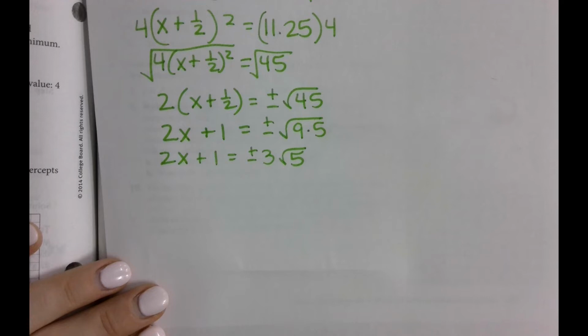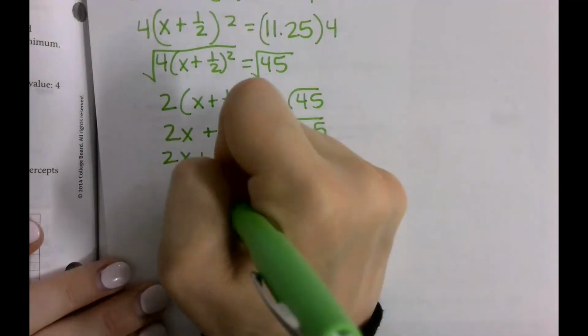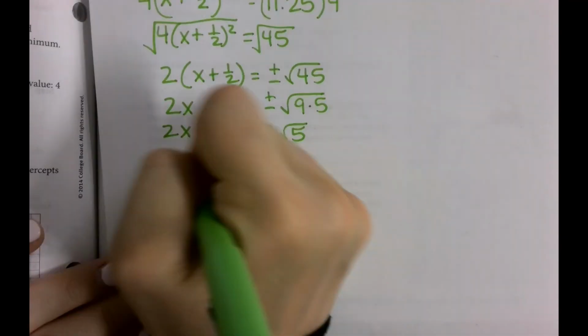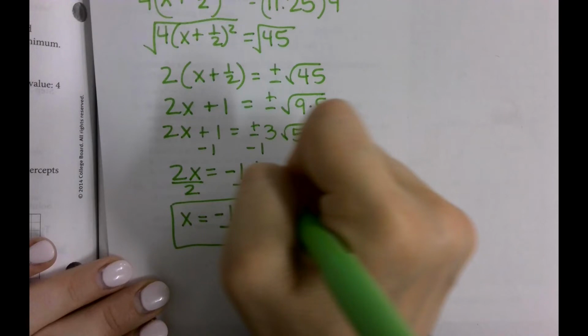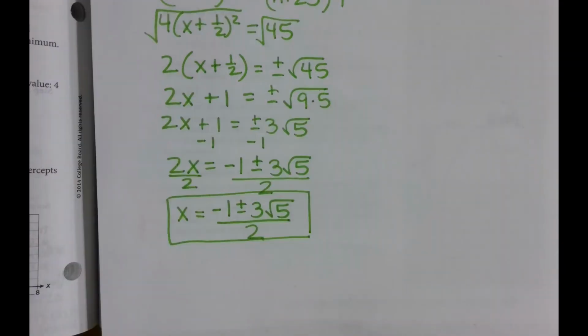Now I have to isolate x. If it's plus 1, I do the inverse, minus 1. 2x equals negative 1 plus or minus 3 square root of 5. So it is divide by 2. x equals negative 1 plus or minus 3 times the square root of 5, all over 2. That is our final answer. So no decimals: if you see decimals, you want to multiply both sides of the equation.